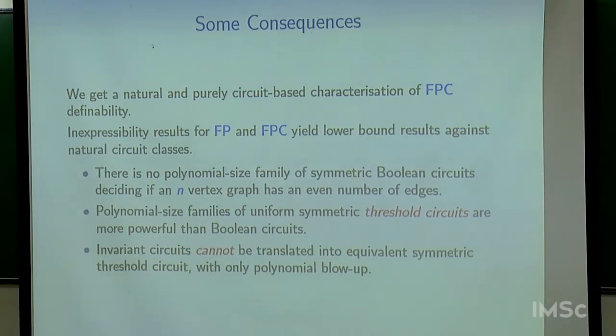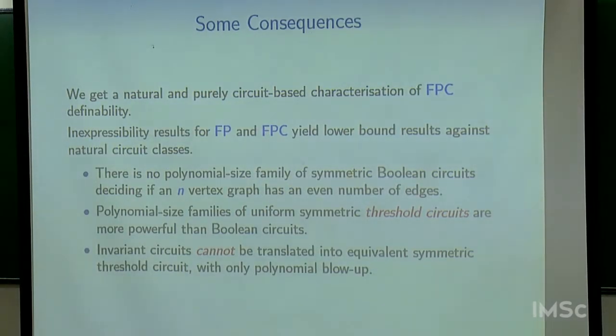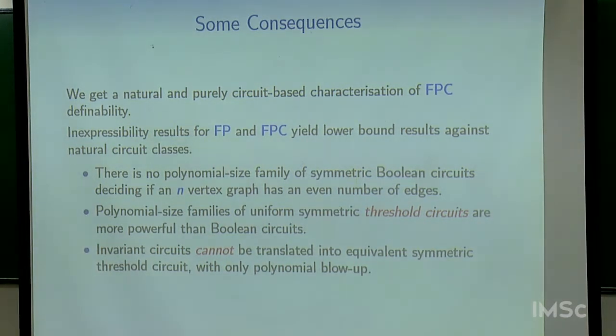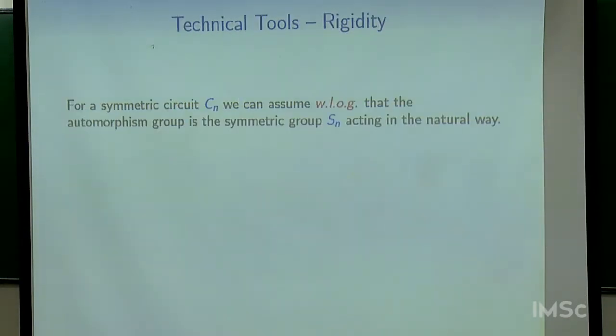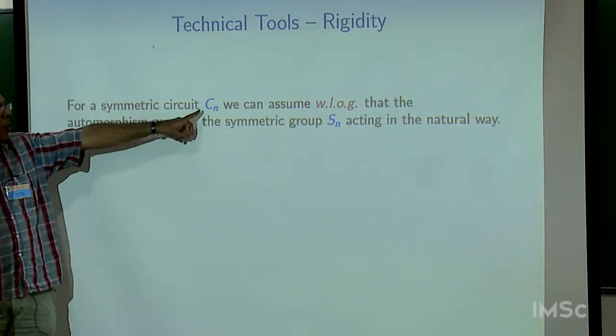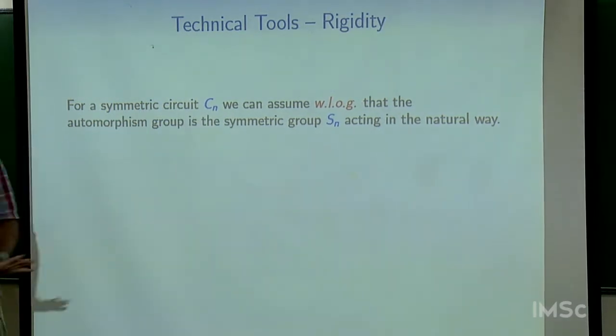Okay, so now I'll tell you a little bit about the proof. So the proof, we're given these circuits, and we want to translate them into formulas. And our main tool is really just, if you will, a combinatorial analysis of the automorphism groups that can appear in polynomial size symmetric circuits. So first of all, we can assume without loss of generality that the automorphism group of the circuit is actually Sn acting in the natural way.